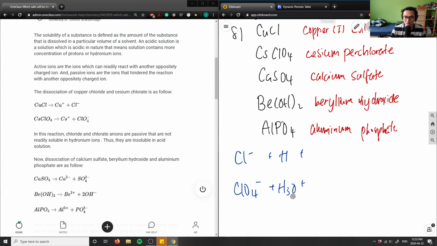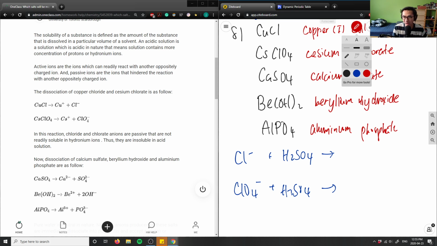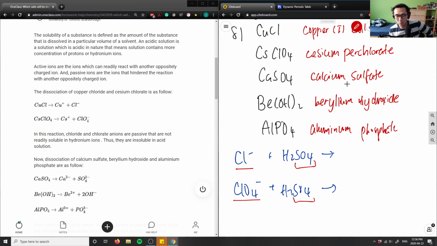we have water actually. But if we don't have H3O plus, for example, if we had an acid, let's think of an acid, let's say H2SO4, for both of these guys here, would this actually give us a reaction? In this case, we'd have to look at our anions here. We have Cl and SO4, ClO4 and SO4, right? So would this actually displace SO4 to make it soluble? In this case, it wouldn't, right?